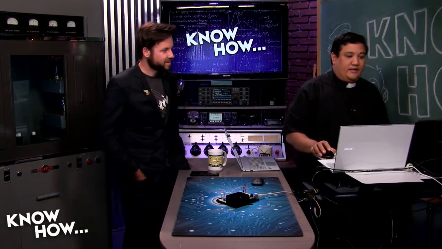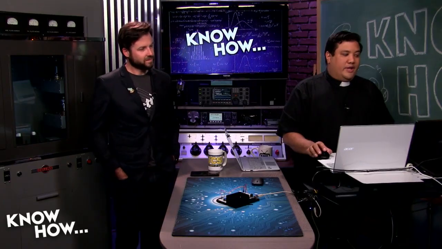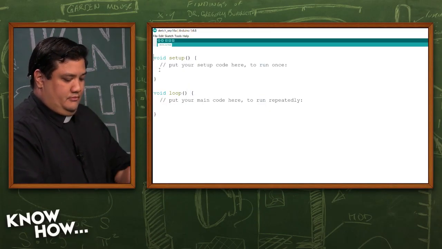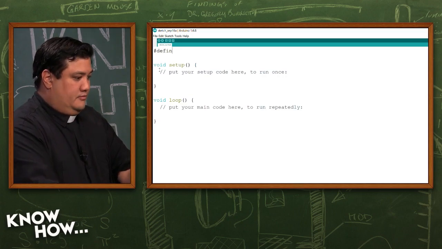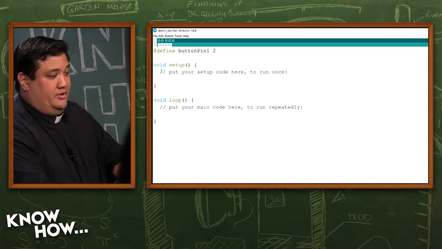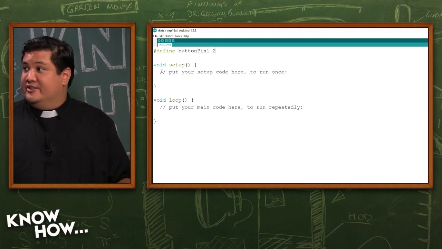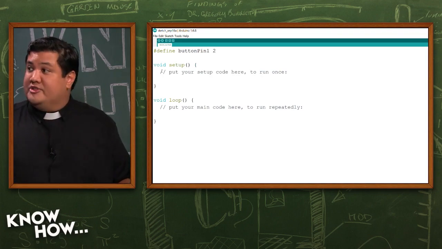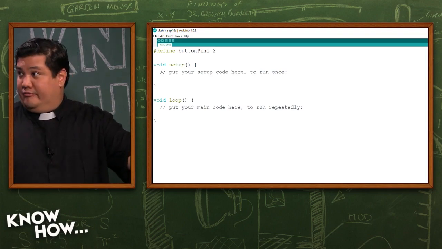So let's go ahead and do this, because we have to tell it to listen. The first thing we need to do is define. We're setting up constants, so we're going to define button pin 1, and I'm going to set it as 2. So the constant is button pin 1, so my first button is hooked up to pin 2. And that's never going to change. So button pin 1 will always equal 2 unless I change it at the top of my code.